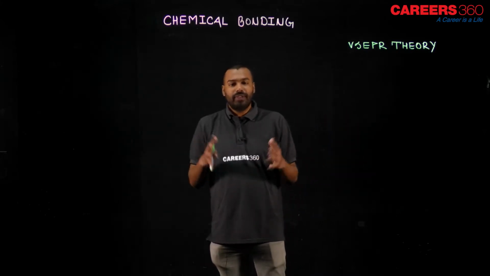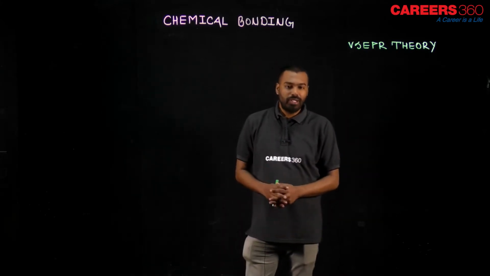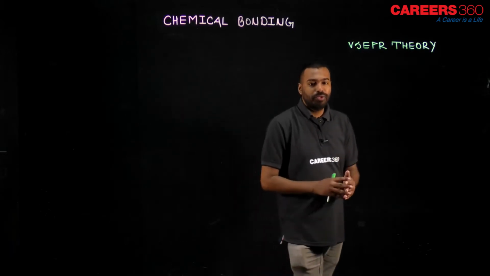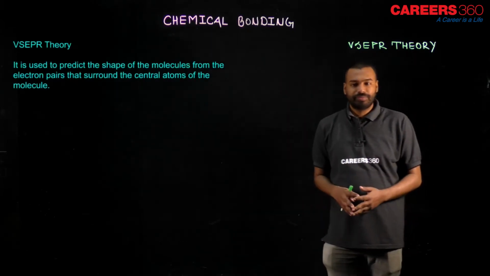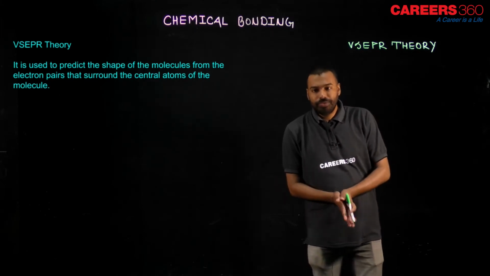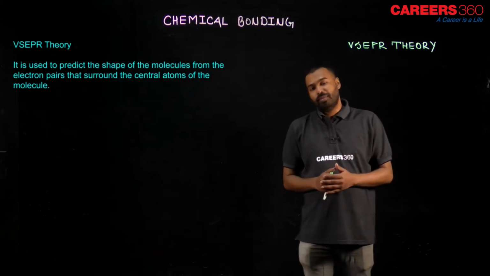VSEPR theory is very helpful in understanding the bonding of molecules. Let us see the postulates of VSEPR theory now. This theory is used to predict the shape of the molecule.